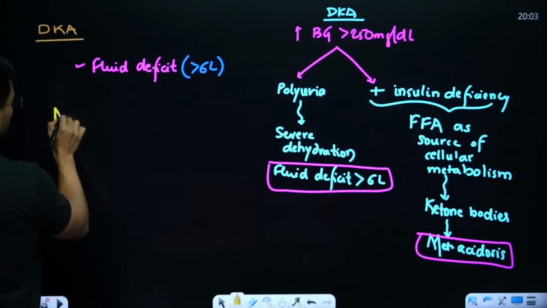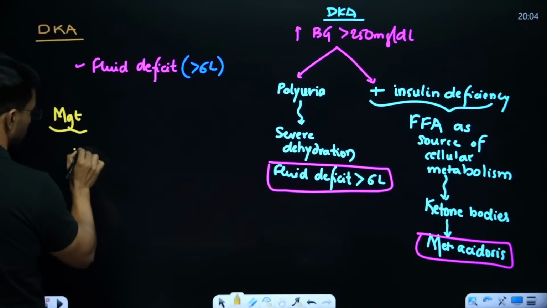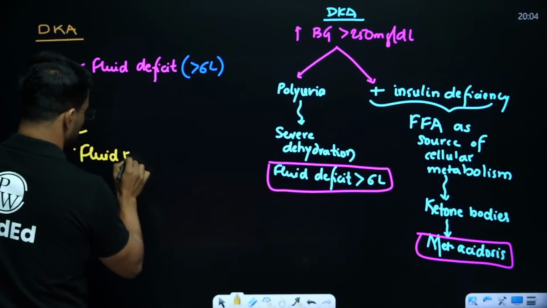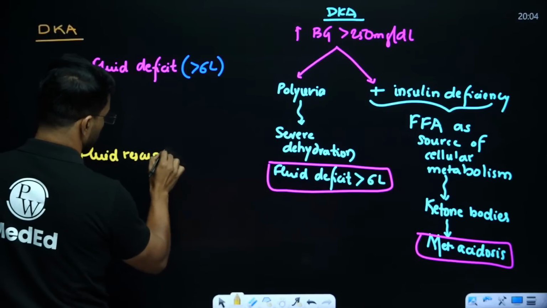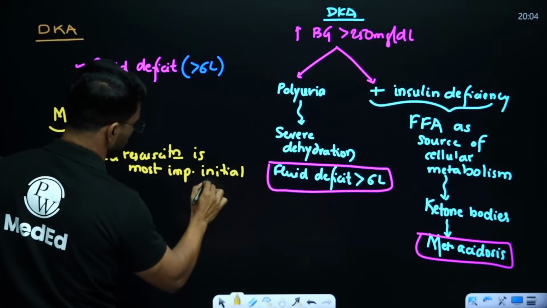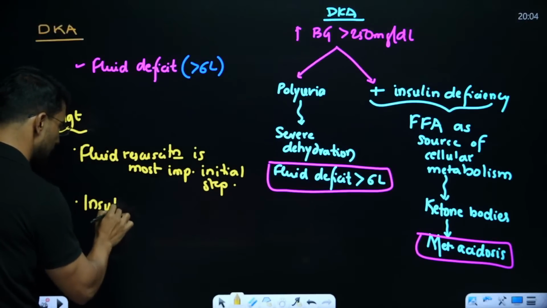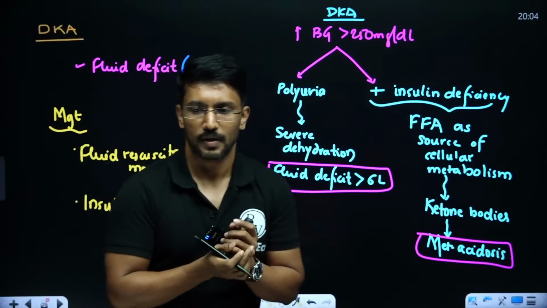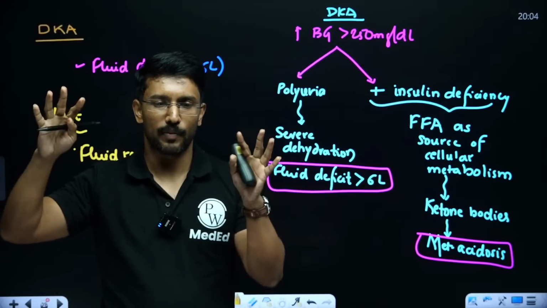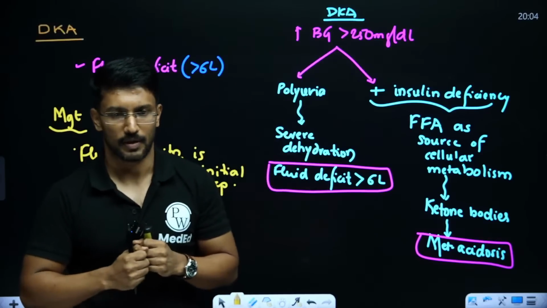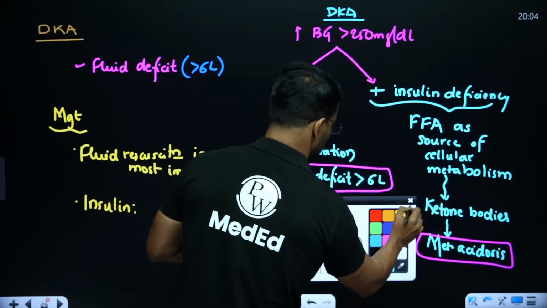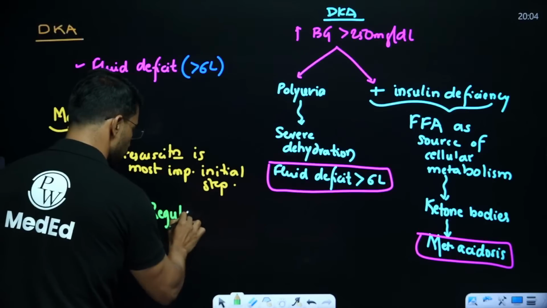So when it comes to the management of diabetic ketoacidosis, we have to remember that fluid resuscitation is the most important initial step. And then second, to get the blood glucose under control, I need insulin. The question is what insulin I should use. Should I use long acting insulin or short acting insulin? If I use long acting insulin, it will take its own sweet time to bring the blood glucose level down, but I need to act actively. So I would prefer using regular or short acting insulin.